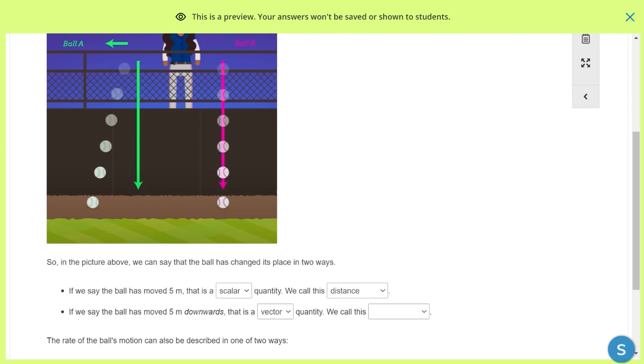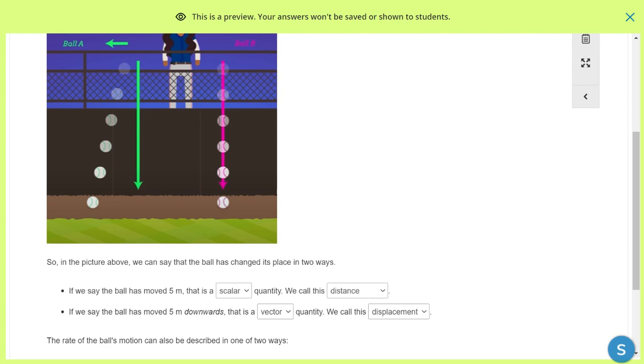Now if we just call this distance all the same, then it could get a little confusing, because I could say, the ball has gone a distance of 5 meters downwards, but it's like, okay, well, I thought distance was a scalar, not a vector, but you said downwards. So there's technically a different term for when something moves from place to place in a specific direction. We don't call it distance in physics, we call it displacement. So you can think of displacement as the vector version of distance.